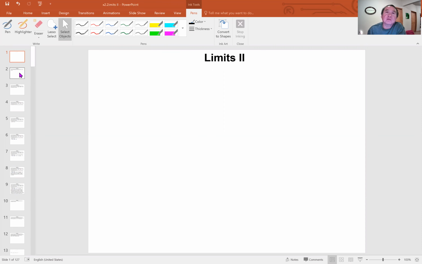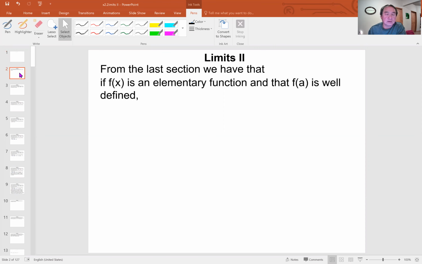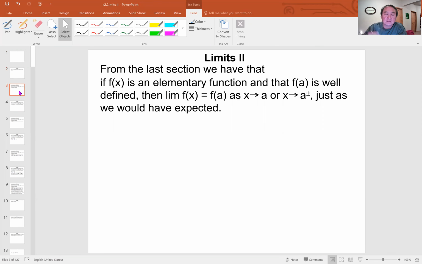Okay, this one is more about computations. And from the last sections, we have the following fact. If a function is an elementary formula, and if I can plug in a number a into the formula, it's well defined, no problem, then the limit as x approaches a is just plugging in the function value.